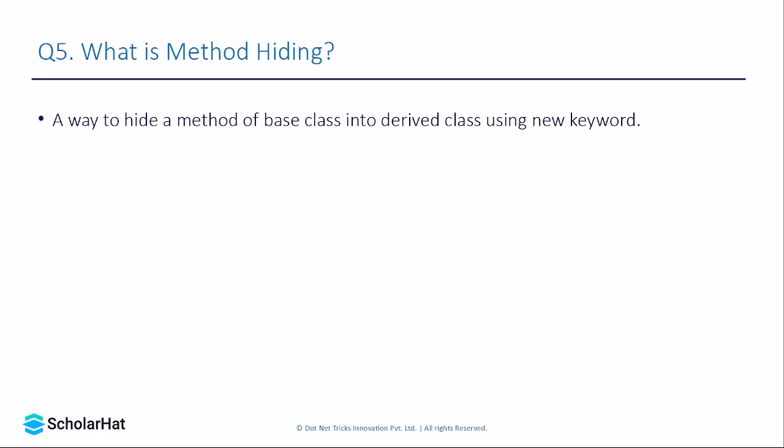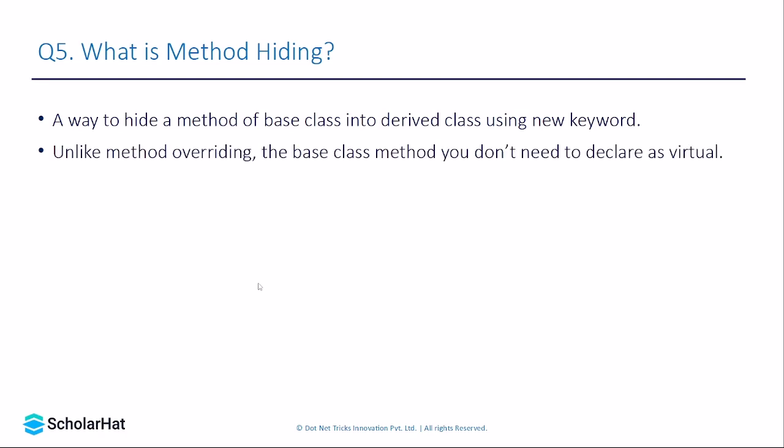This can again be an interview question, and it can be asked like, explain the difference between method overloading, method overriding, and method hiding. Overloading and overriding are something we have discussed so far, and now we are discussing method hiding. This is used to hide the method of a base class in a derived class. Unlike method overriding, the base class method does not need to be declared as virtual.